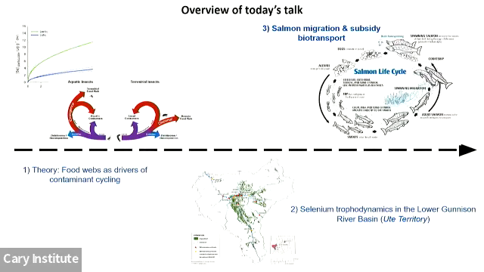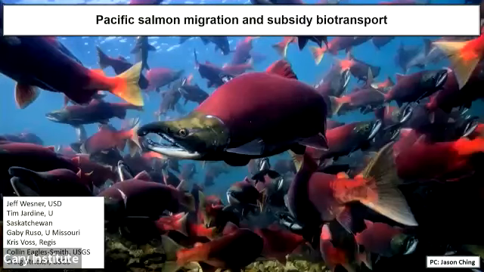Okay, so now I'll transition into this next case study. We've just talked about one ecosystem and the food web over time. Now I'm going to be talking about transboundary movement of subsidies between the ocean and freshwater systems, and how Pacific salmon mediate that process during their migration.